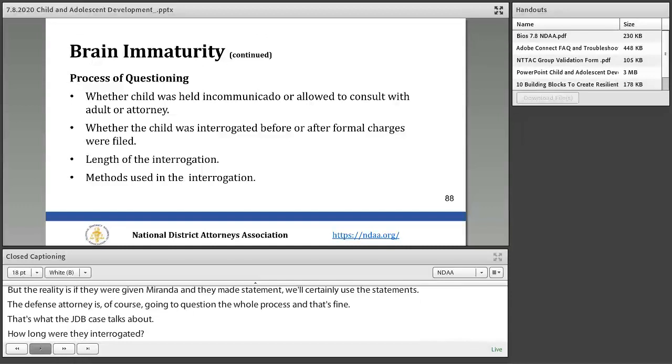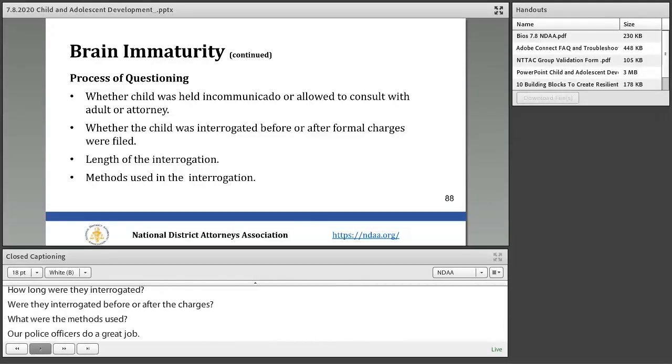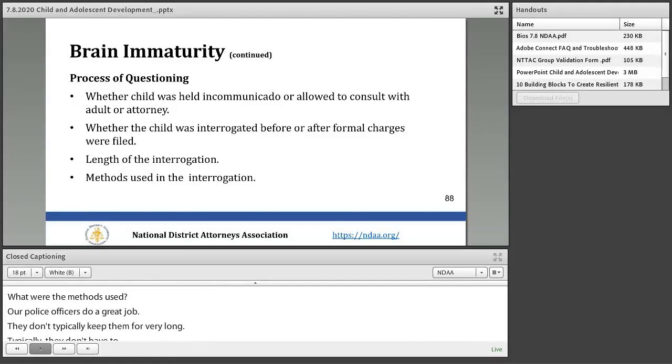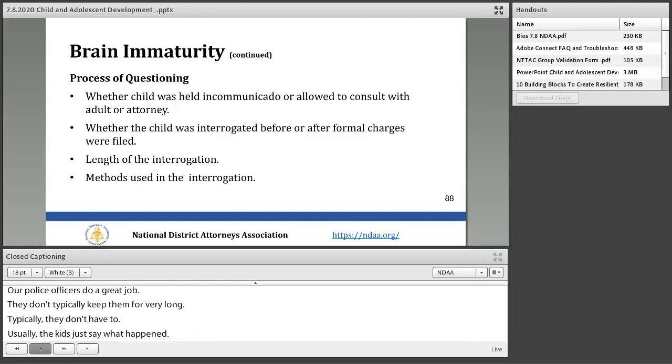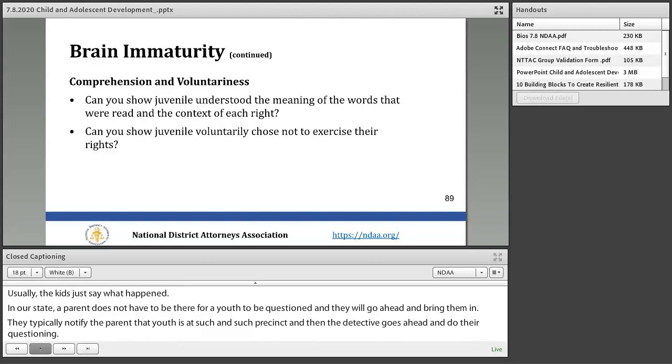How long were they interrogated? Were they interrogated before or after the charges? What were the methods used? Our police officers and detectives do a great job. They typically don't keep them for very long, and typically they don't have to. Usually the kids just say what happened. In our state, a parent does not have to be there for a youth to be questioned. They will bring them in, typically notify the parent that the youth is at such and such precinct, and then the detectives go ahead and do their questioning.